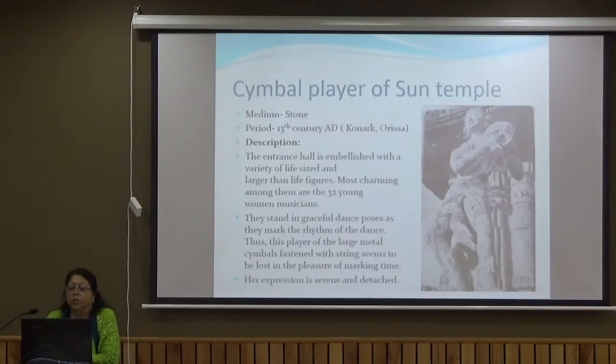This sculpture, huge, bigger than the human size, is done in the 13th century at Konark temple, and there are 32 figures. Lady musicians are shown at the entrance of the main hall. You could see that this is the ceiling of the hall, and here the base is shown. So as high as the wall is, the sculpture is made as big.